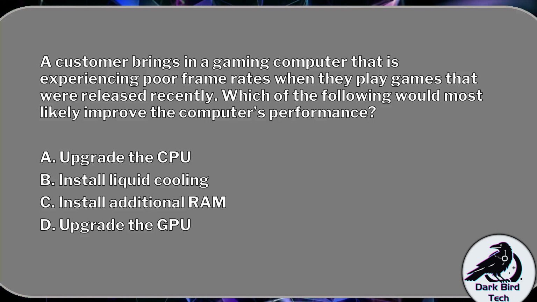Now, options A, C, and D are direct performance improvements. We're upgrading to a better CPU, we're getting more RAM, we're getting a better graphics card. Option B can indirectly improve performance by helping keep the CPU cooler for longer. But let's have a look. They're playing games and they're experiencing poor frame rates. The graphics card is the most likely to improve the performance the most.